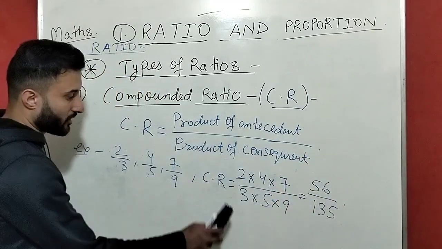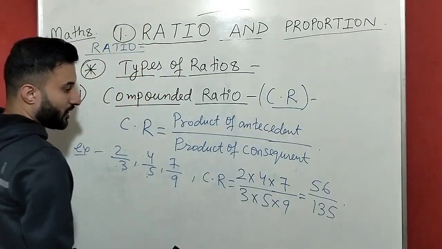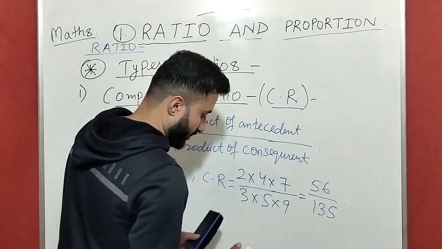Like here, 2, 3, 4, 5, 7, 9, 3, 4, it won't get cancelled, so directly it is 56 by 135.